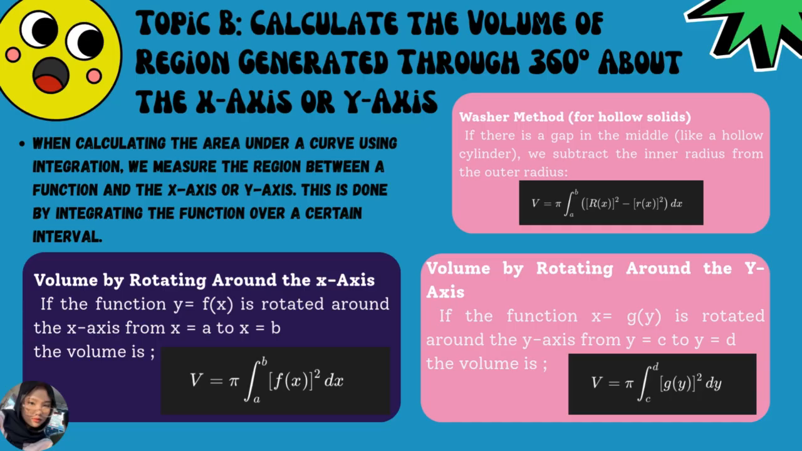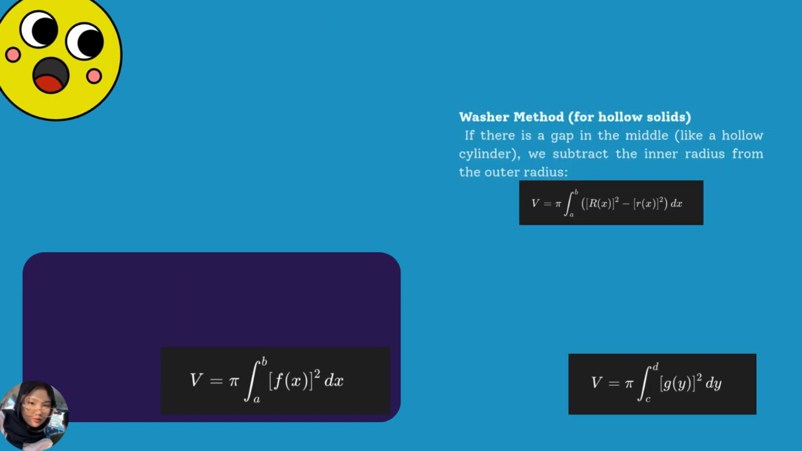There are two common methods to calculate the volume: the disk method for solid shapes and the washer method for hollow solids. First, if the region is rotated around the x-axis, we use the formula like below. Second, if the region is rotated around the y-axis, we use the formula like the picture. Finally, for hollow solids, we apply the washer method, where we subtract the inner radius from the outer radius using the formula. This formula helps us determine the volume of various 3D objects generated by rotating 2D regions.